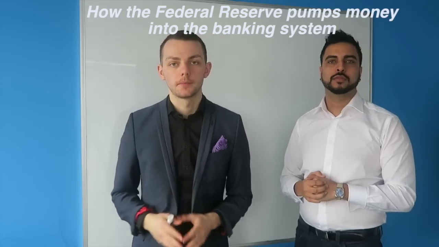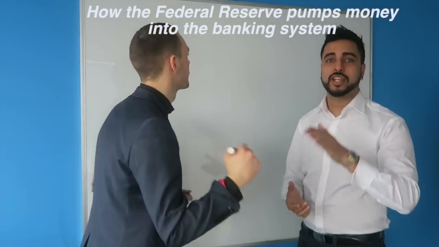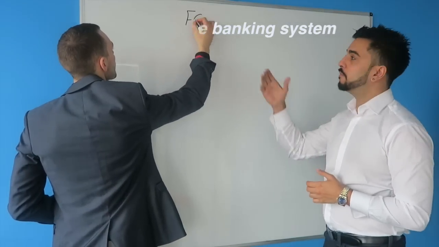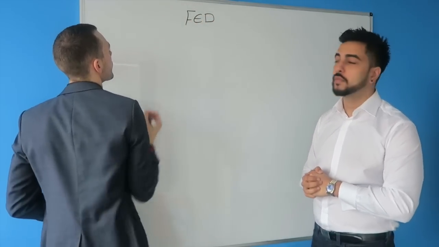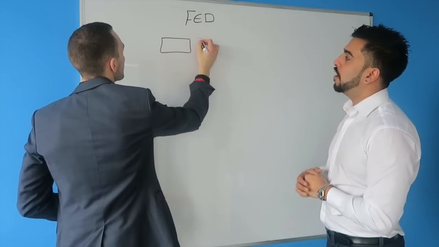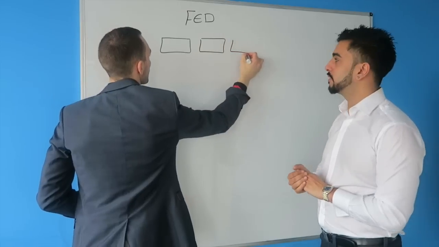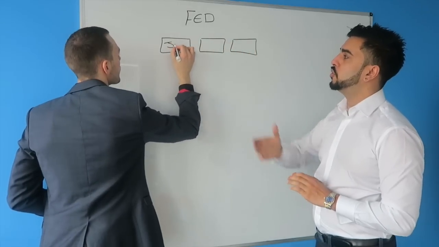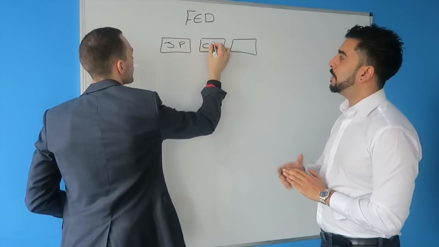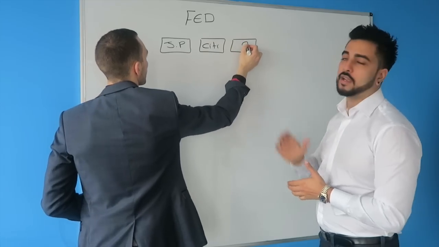Now, let's go into further detail into exactly how the Federal Reserve provides money to the major banks, which again impacts you, the consumer. This can get a little bit confusing, so just stay with us. At the top of the food chain, we have, of course, the Federal Reserve. The Federal Reserve is going to supply money to the major banks. These banks could be, for example, JP Morgan, Citibank, and any of the major banks within that category.